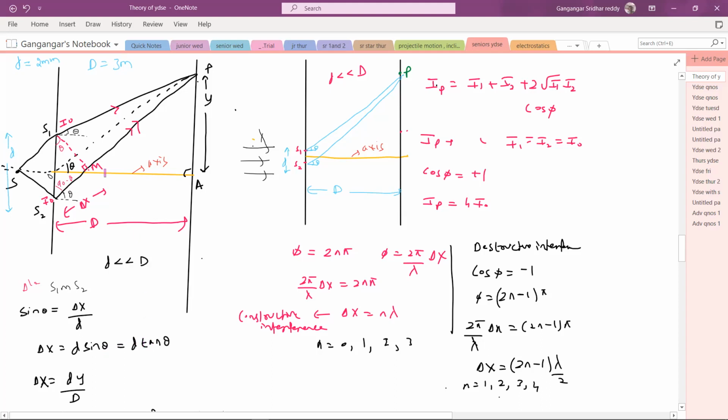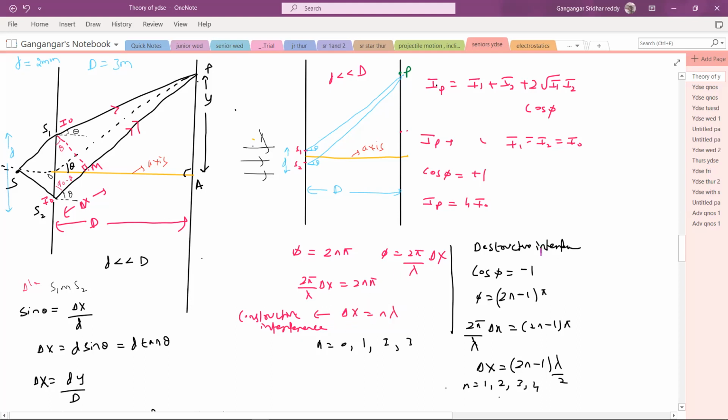Further, tan theta from the bigger triangle. Look at this triangle. From this triangle, what is tan theta? You can write tan theta as y by capital D. Now for constructive interference, what is the basic necessary condition? Let me go back once again. For constructive interference, we know the path difference should be equal to n lambda.